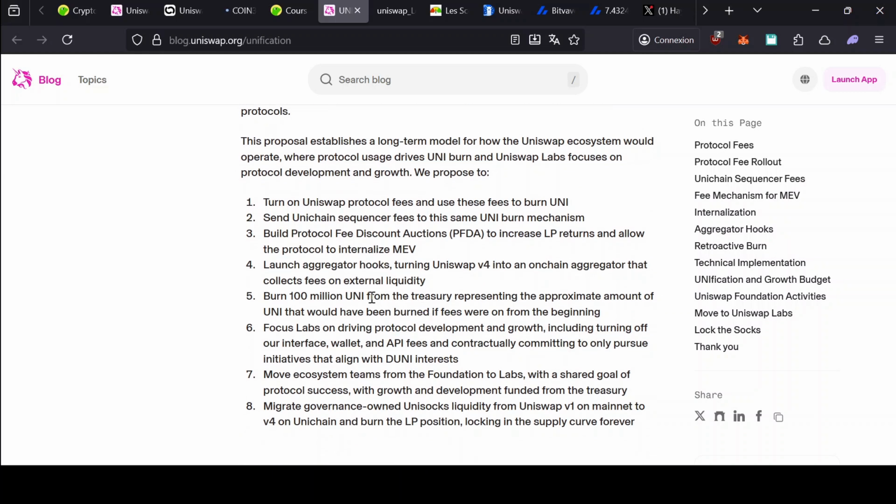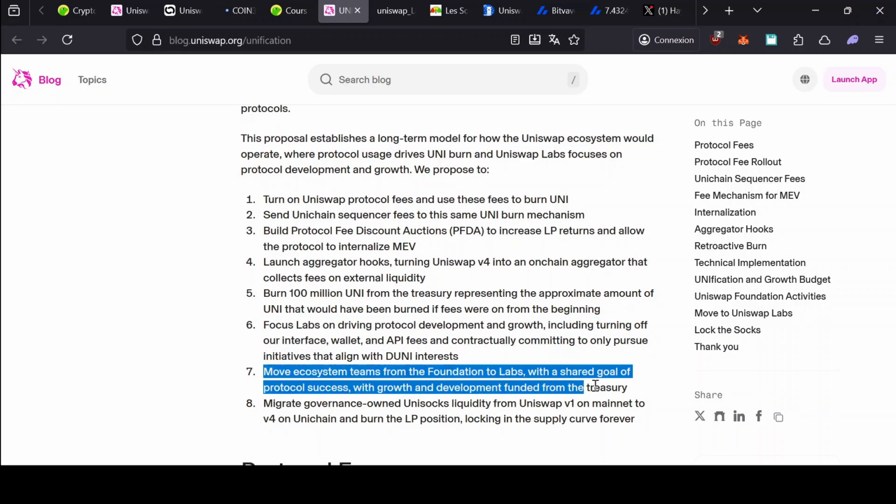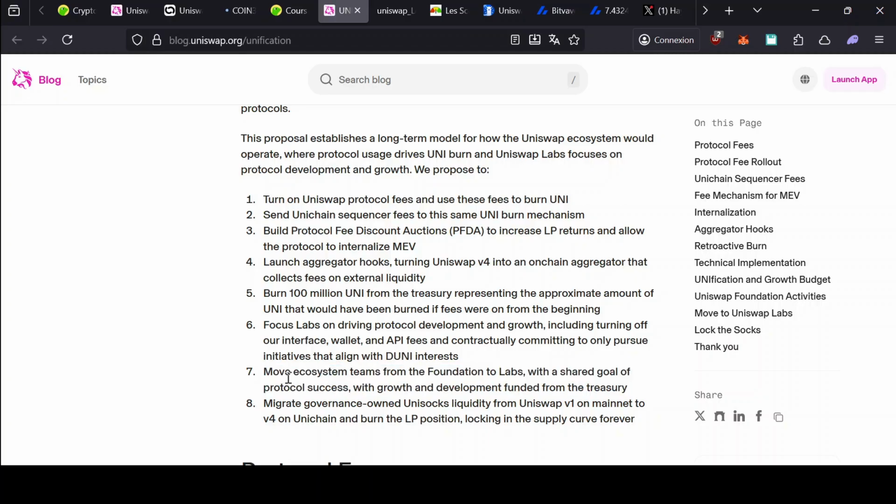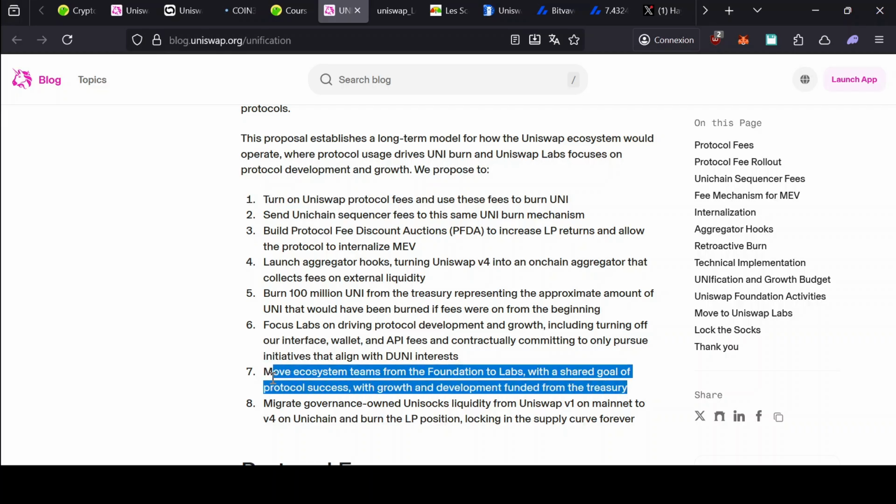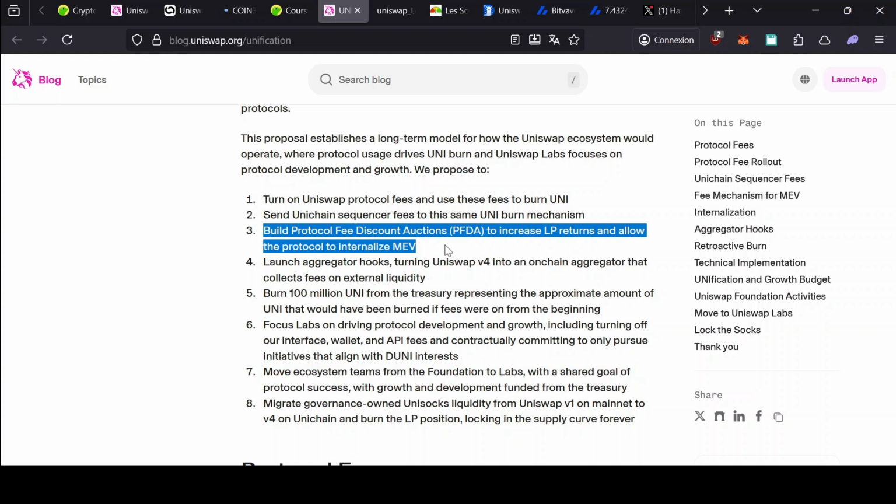And then they're going to, in a way, merge the Uniswap Foundation and Uniswap Labs, the company and the foundation. The two are going to come together. Almost all of the employees of the Uniswap Foundation are going to move to the Uniswap Labs company. That's a big deal. They're aligning, in fact, the goals of the Uniswap Foundation with those of the Uniswap Labs company.